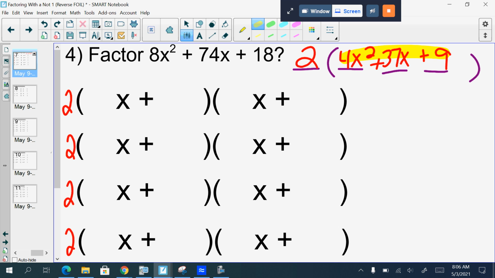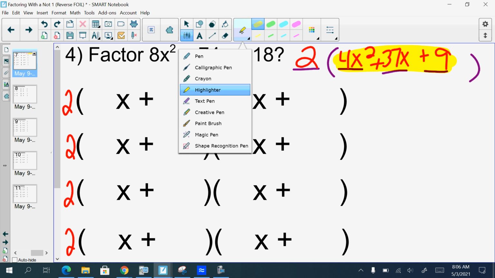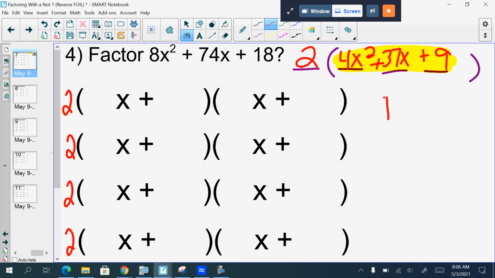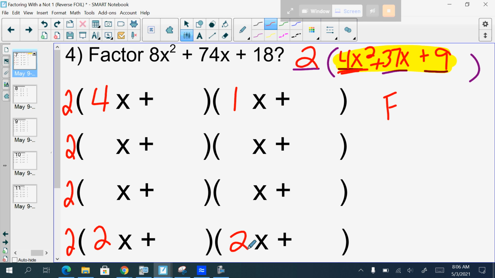We now are only going to be looking at this, so you completely forget about the 2, all right? So now look at what I highlighted. You're trying to find 2 things that multiply to 4x squared, right? So it could be like 4x and 1x, or it could be 2x and 2x, all right? Then you're thinking about last, so think about the 9.